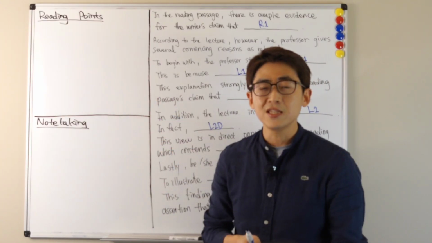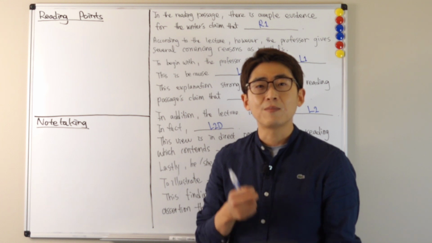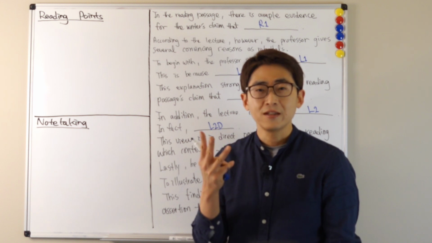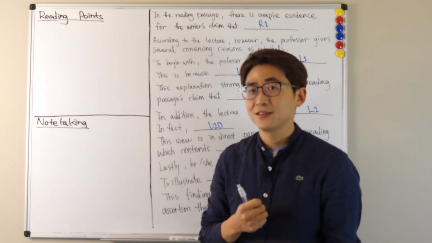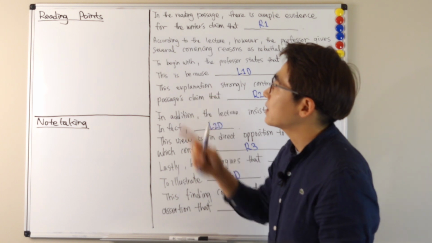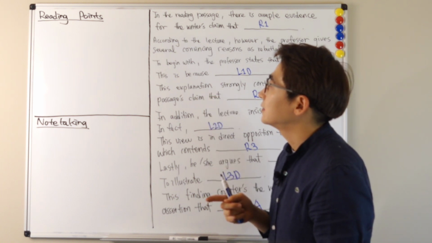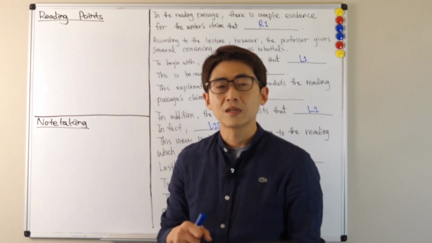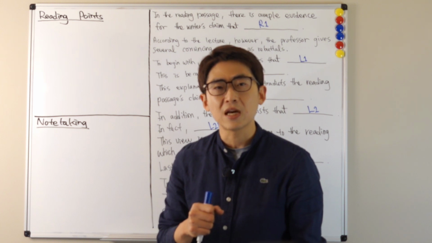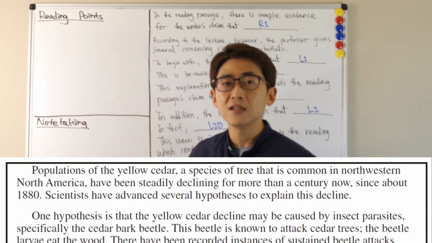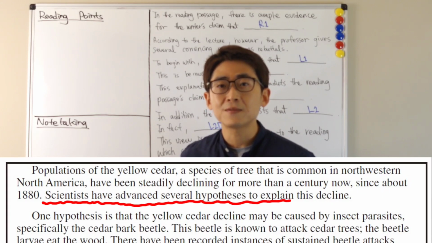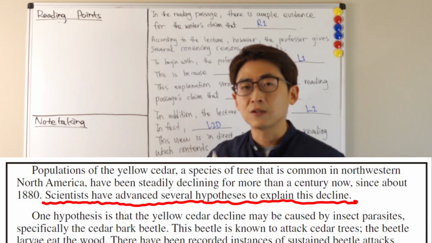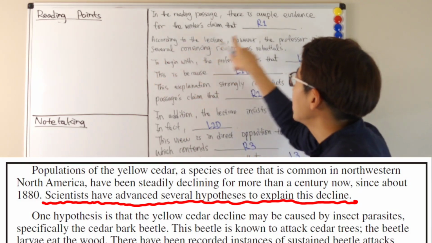Here is the reading passage, and it talks about the populations of the yellow cedar decreasing, and it gives 3 reasons why that is happening. So let's take a look. The first paragraph talks about the decline of the yellow cedar being caused by 3 reasons. The reading thesis is usually the last sentence here. So over here, scientists have advanced several hypotheses to explain this decline. And that's our R1. And we're going to use that right here.